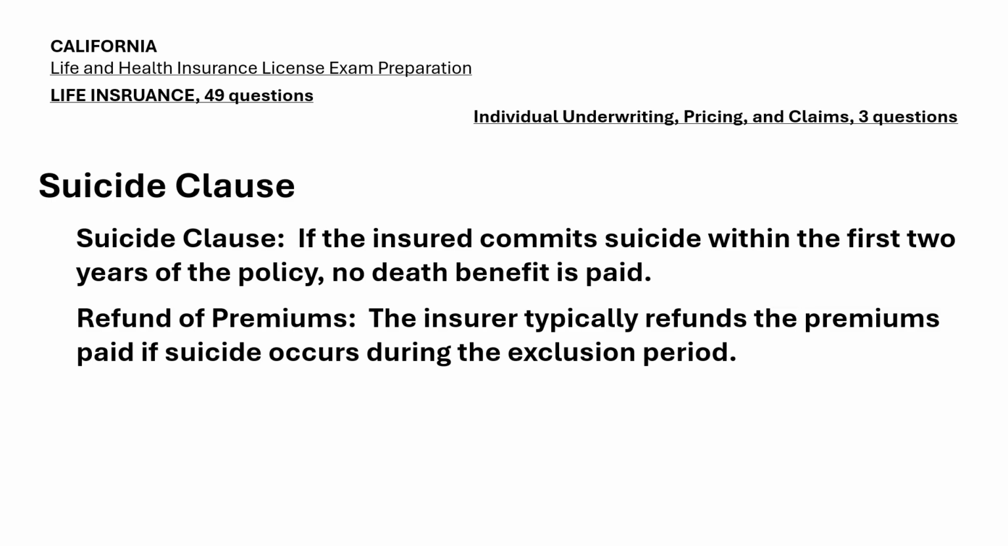Description. Life insurance policies include a suicide clause, which excludes payment of the death benefit if the insured commits suicide within the first 2 years of the policy. In this case, the insurer will typically refund the premiums paid, but will not pay the death benefit. After the 2-year period, the death benefit will be paid, even if suicide is the cause of death.